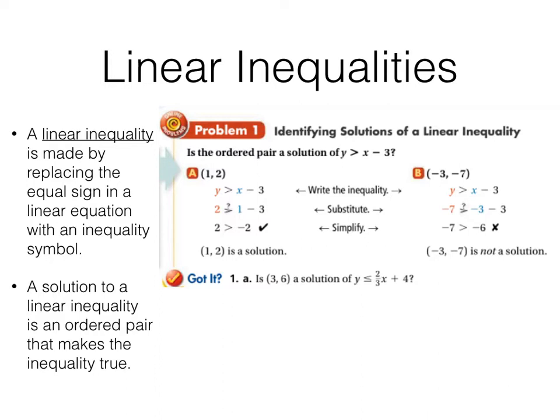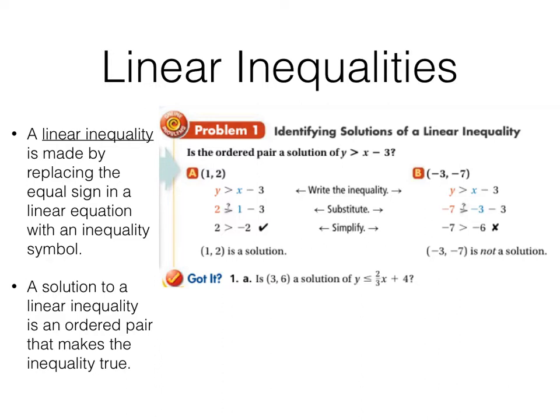So if I have this inequality, y is greater than x minus 3, to tell if a point is a solution, you're going to substitute the x and the y values in for x and y, simplify, and decide whether or not we get a true statement here. The check mark indicates that for the point 1, 2, this inequality is indeed true. So 1, 2 is a solution for that inequality. And over here, negative 3, negative 7, when we plug that in, we get a false statement. Negative 7 is not greater than negative 6, hence the x here. And that means that point is not a solution of that particular linear inequality.